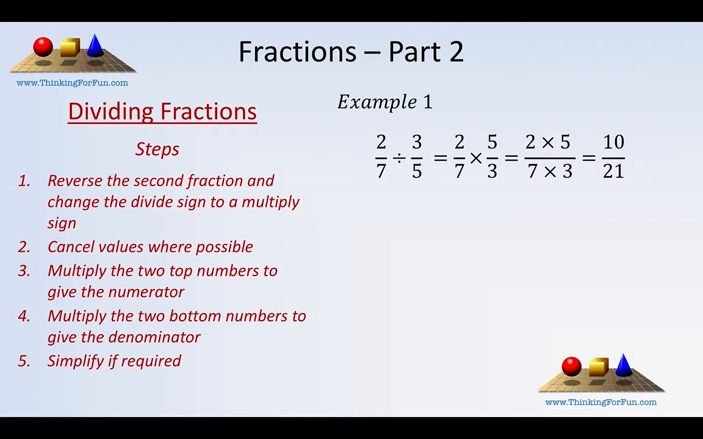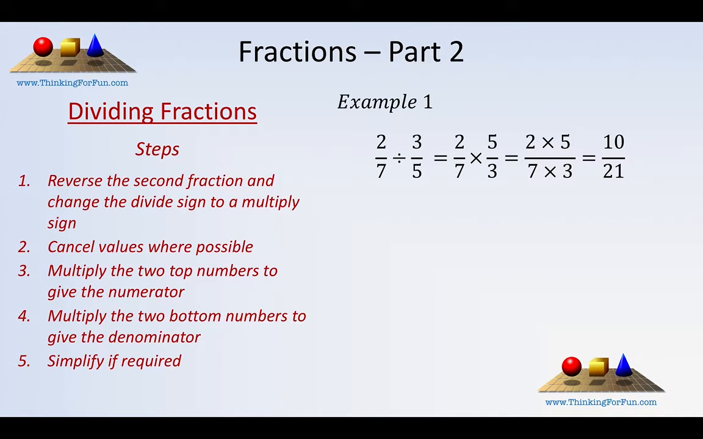Firstly, reverse the second fraction, and then change the divide sign to multiply. Then we multiply the top numbers to get the numerator, and the bottom numbers to get the denominator. Here we end up with 10 over 21, which cannot be simplified any further.